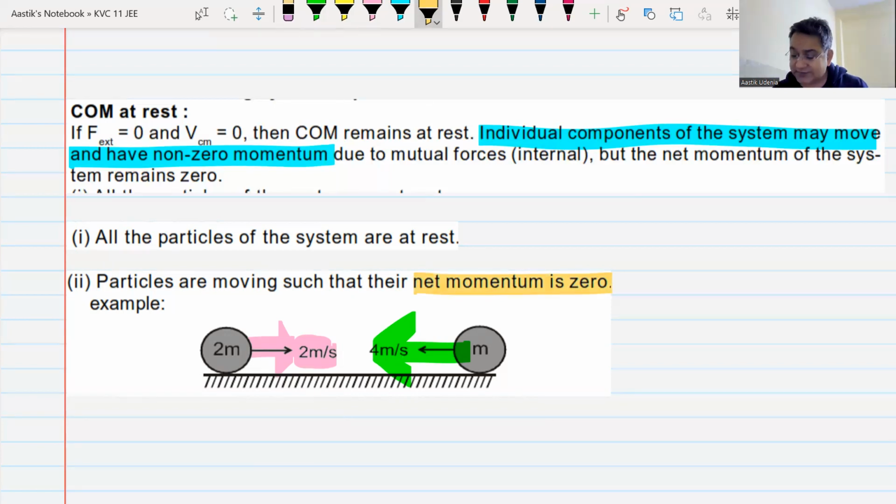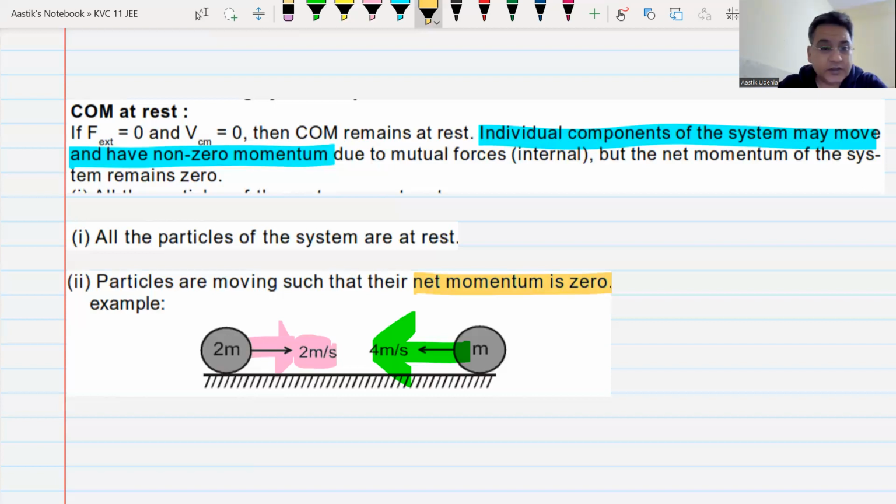But you can see here, even though the particles are moving, the center of mass is at rest because the velocity of center of mass is zero, because the momentum of these particles are cancelling out each other. Do we understand this? Yes or no?